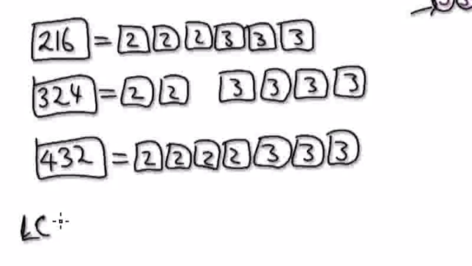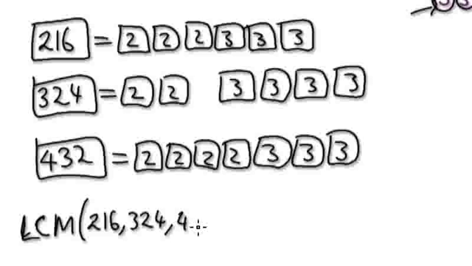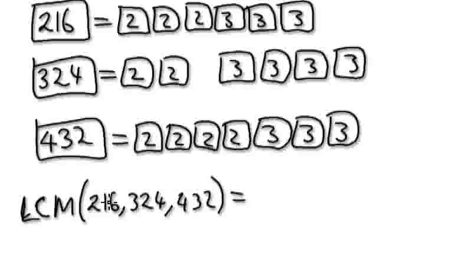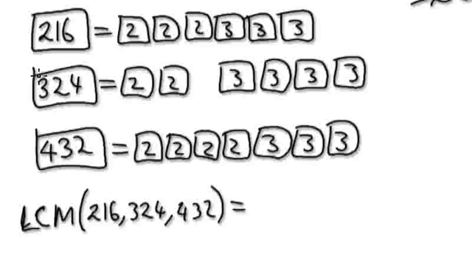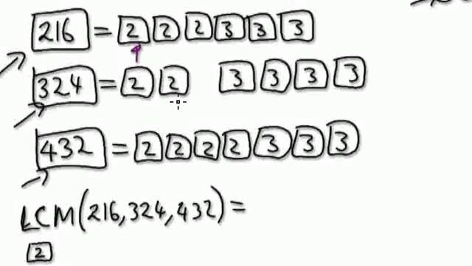lowest common multiple of those 3, hang on, 216, 324, 432. Okay, the lowest common multiple is, well, the lowest blocks needed to be able to build all 3 numbers here. Well, let's think. First prime would be 2. So we're going to need a 2. Okay, and then we're going to need another 2. Well, look at this here.